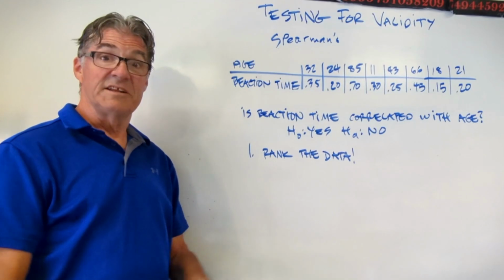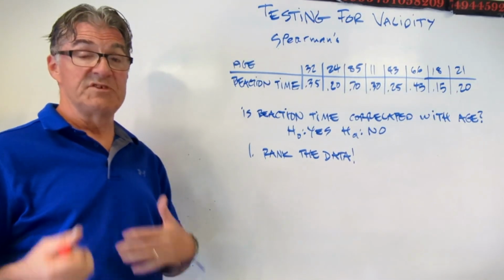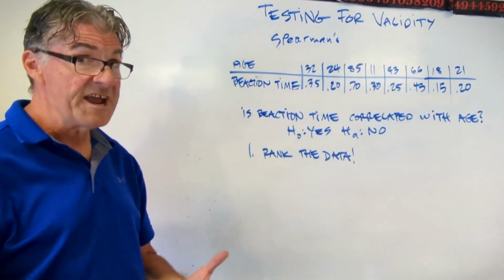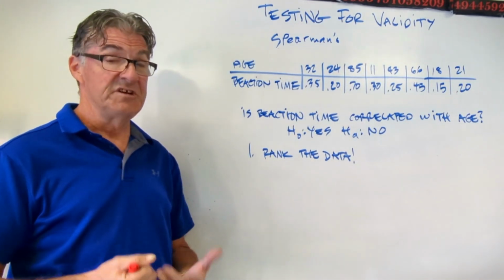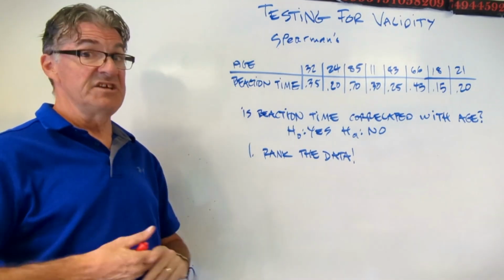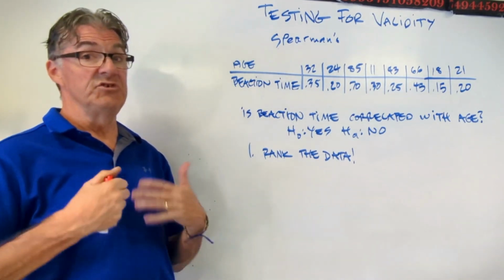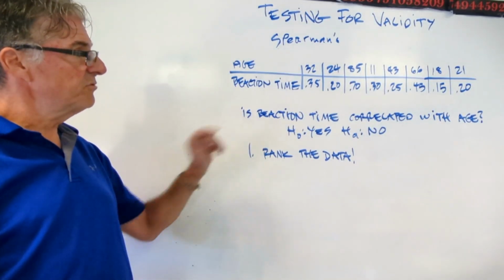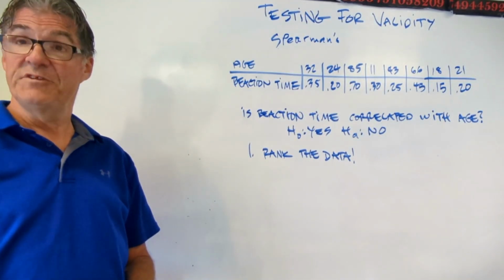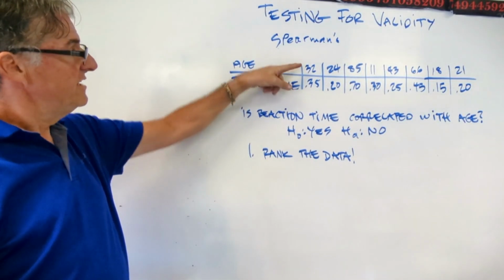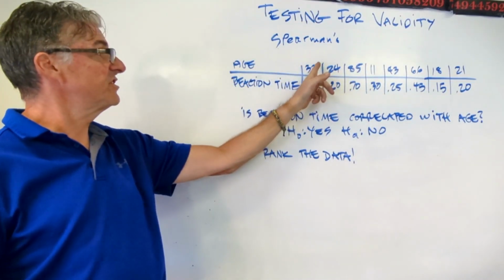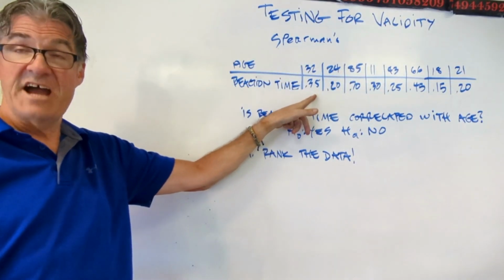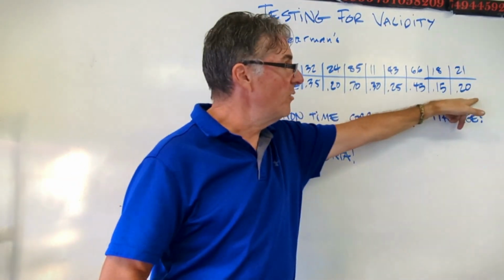All right, let's do a calculation with Spearman's correlation coefficient, his ranked correlation coefficient. So remember, this calculation does not use the data, it uses the data's ranks. Okay, context: is reaction time correlated with age? So we have some data. Now these are data points. This is a 32-year-old with a 0.35 reaction time, and so on all the way down.